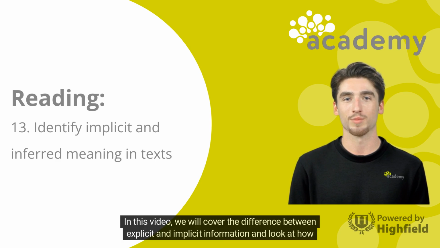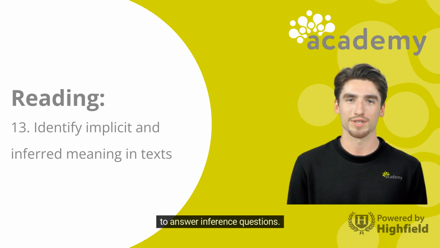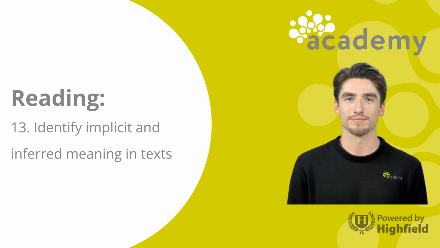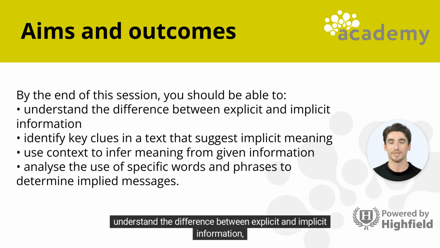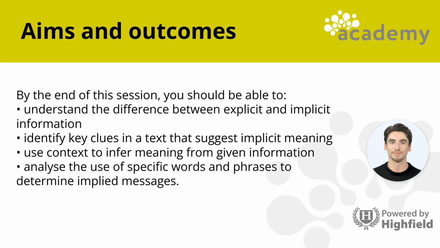In this video, we will cover the difference between explicit and implicit information and look at how to answer inference questions. At Level 2, and by the end of this session, you should be able to understand the difference between explicit and implicit information. Identify key clues in a text that suggest implicit meaning. Use context to infer meaning from given information. And analyze the use of specific words and phrases to determine implied messages.